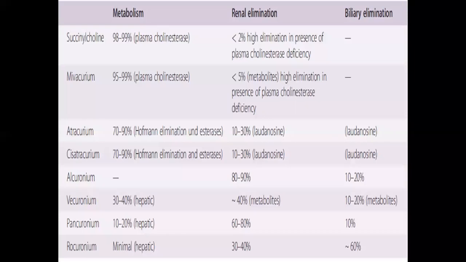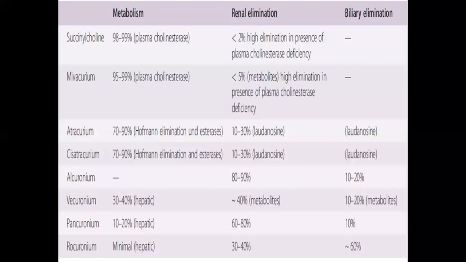Over here you can see the pharmacokinetic properties of these drugs. Succinylcholine is comprised of two molecules of acetylcholine. It is going to be metabolized by the plasma cholinesterases or pseudocholinesterases. Acetylcholine, as I told you earlier, is metabolized within 1 millisecond at the junctional cleft by the acetylcholinesterase that is present in that junctional cleft.